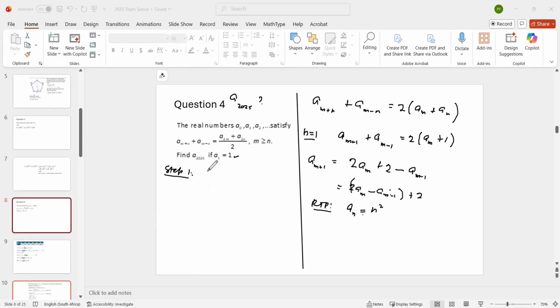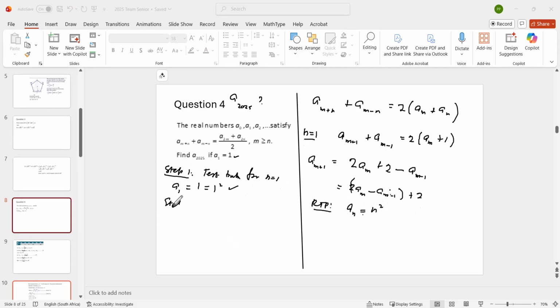Right. Step 1 is test the truth of the formula for the starting point, n equals 1. Now you can see A1 is known to be 1. It's given. And that is the same as 1 squared. So a_n equals n squared, n equals 1 works. So step 1 is satisfied.